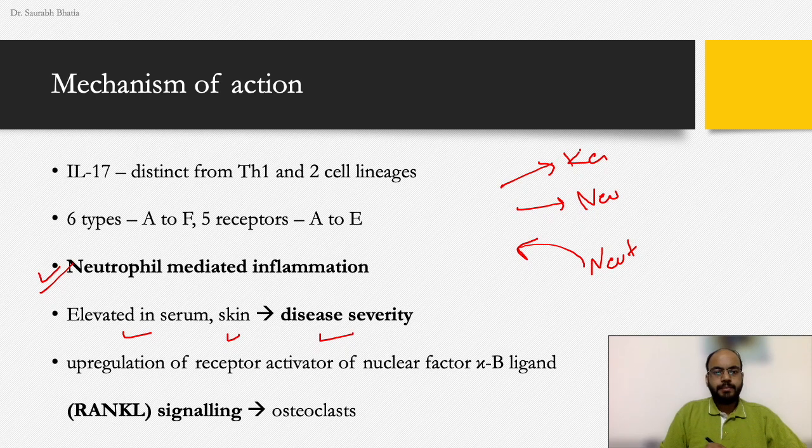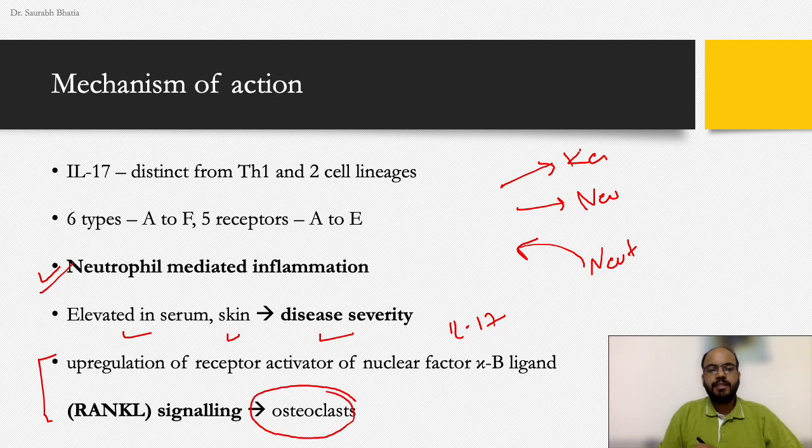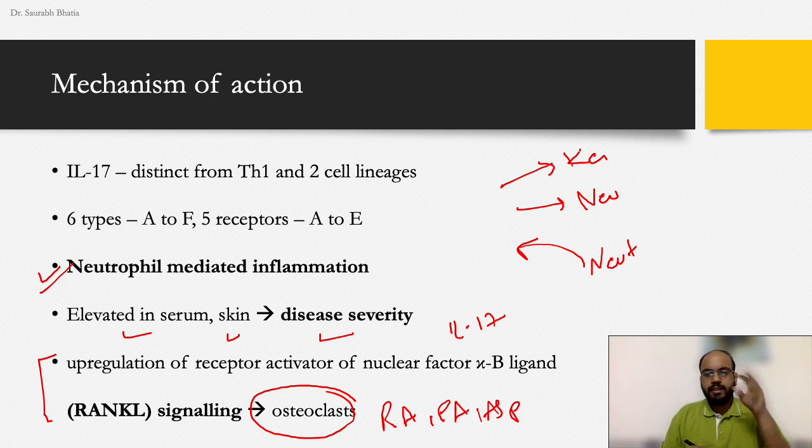Clear? One additional mechanism of action is that because of interleukin-17, there is upregulation of RANK ligand. Now remember that RANK ligand's major action is in the bony structures, where it increases the action of osteoclasts, and this is the mechanism where it has been found to be implicated in rheumatoid arthritis, psoriatic arthritis, and even in ankylosing spondylitis. Okay, so interleukin-17 has 2 cell lineages, one on keratinocytes, other on neutrophils.